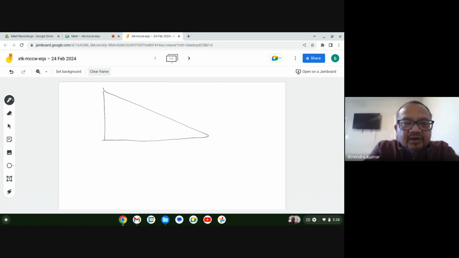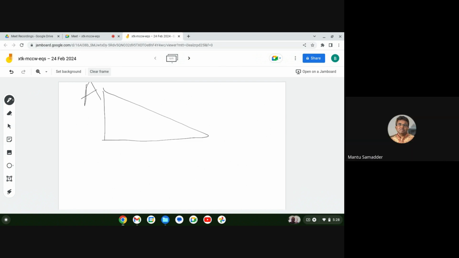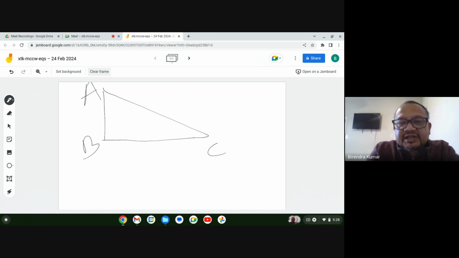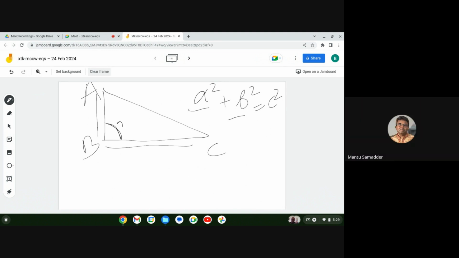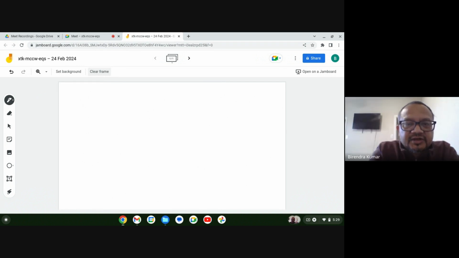What is the Pythagorean theorem? It says a square plus b square equals c square, where a and b are the sides adjacent to the 90 degree angle, and c is the hypotenuse. This is the Pythagorean theorem, correct? We are trying to prove that here. Let's do it.